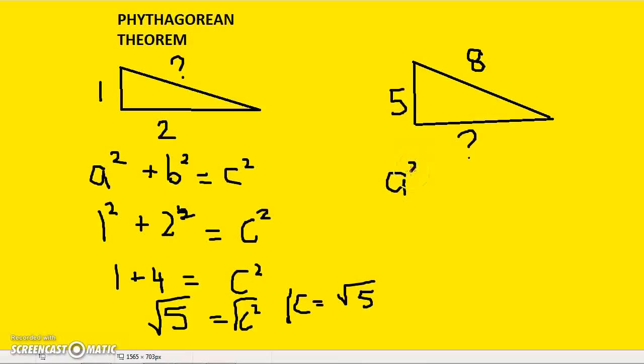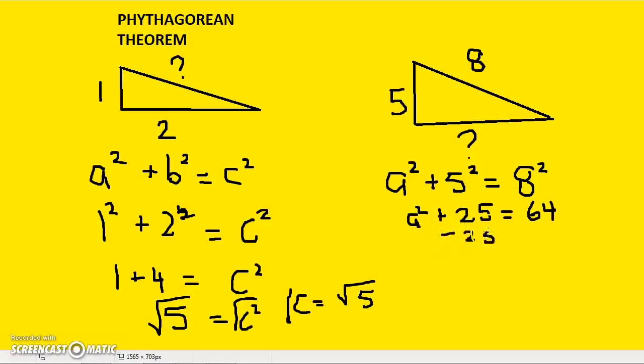a squared plus 5 squared equals 8 squared. So we know this is 25, and we know this is 64. And now we just need to solve for a squared. So how would we do that? Well, what I would think is a good idea is to subtract 25 from both sides.